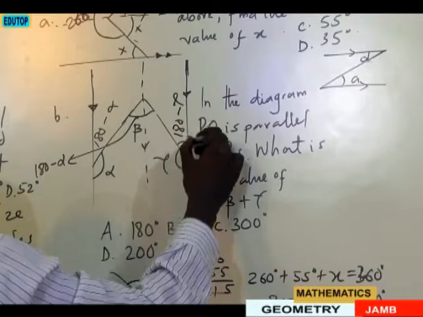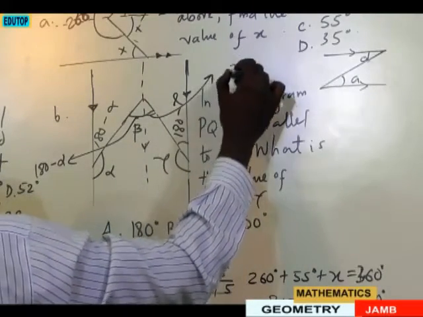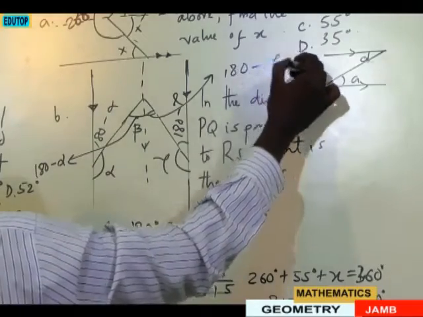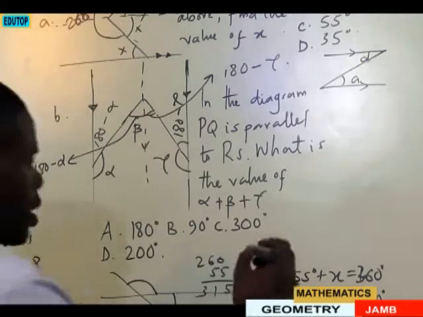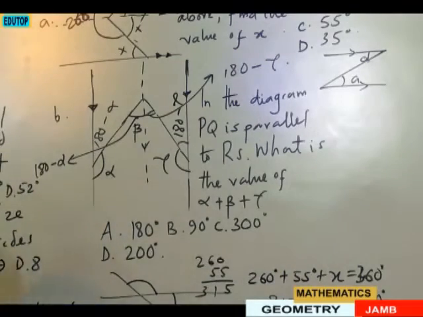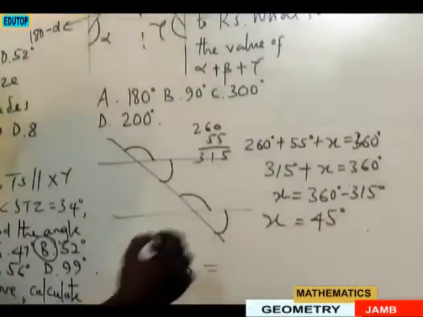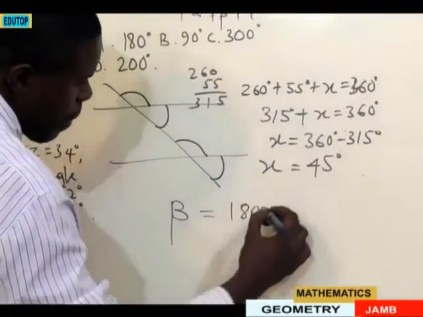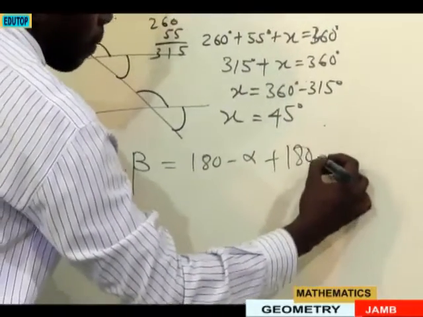That means this place is equal to this place. And that means this place will be equal to 180 minus gamma. Then what is the original angle here? Beta. So mathematically it can be extrapolated that beta is equal to 180 minus alpha plus 180 minus gamma.